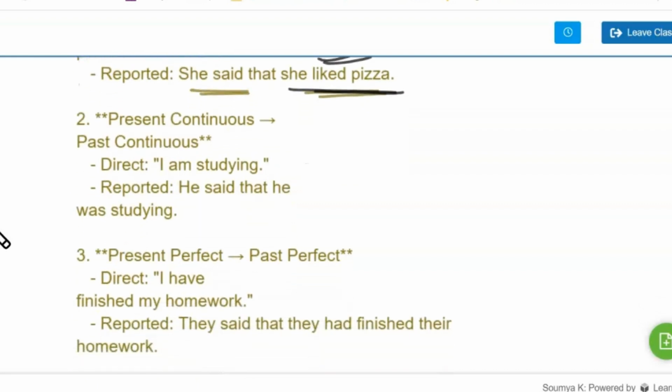Next one is present continuous, which gets converted to past continuous. Okay. So direct speech is I am studying. When it comes to reported speech or indirect speech, it becomes he or she said that he was studying. Okay, something was happening in the present before, now it has become past.